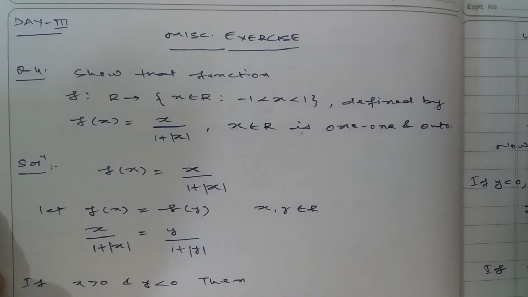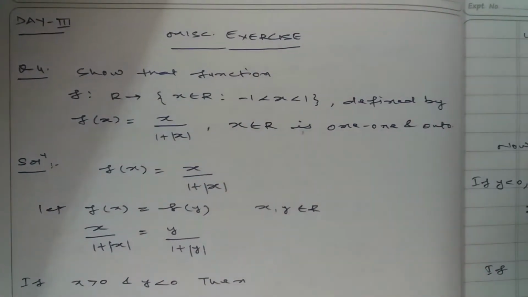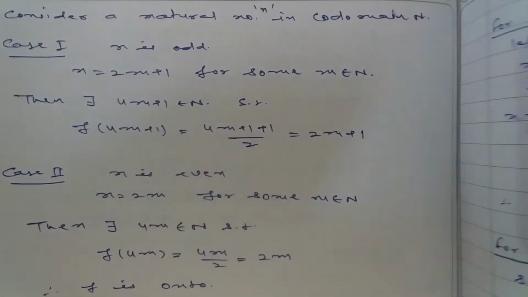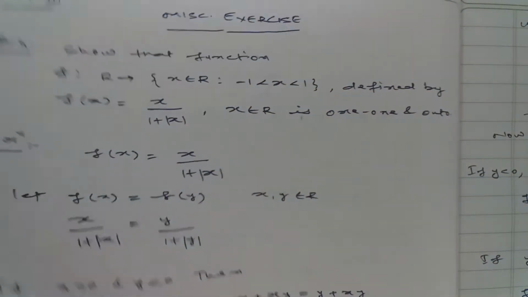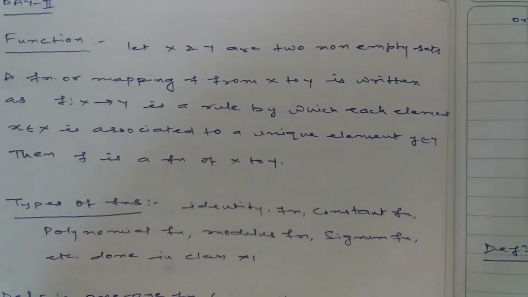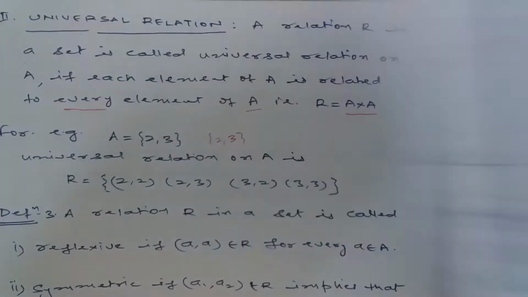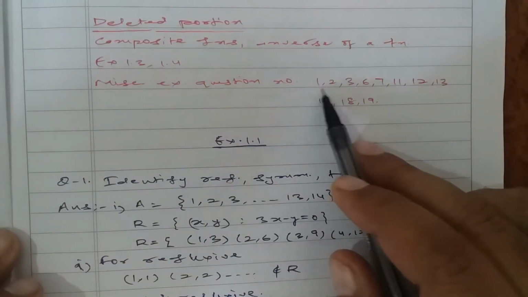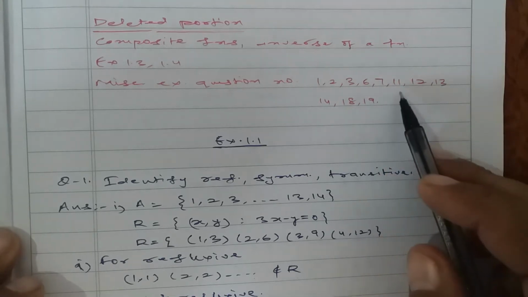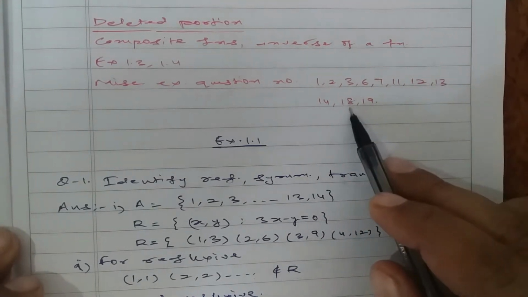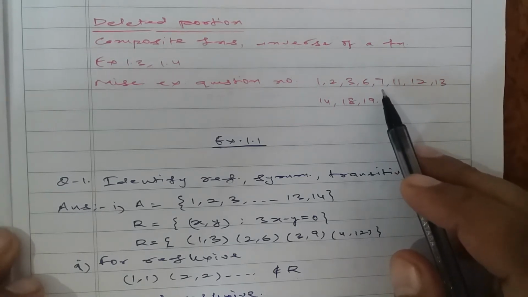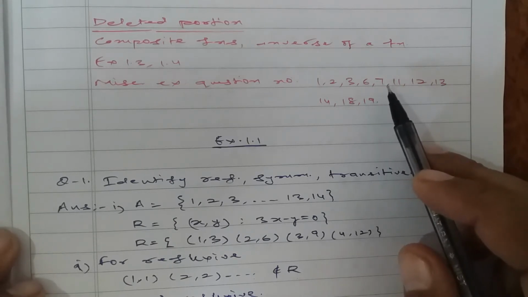Today we will do the miscellaneous exercise of chapter 1. Let us have a quick review of which questions are deleted. In the miscellaneous exercise, we have deleted questions 1, 2, 3, 6, 7, 11, 12, 13, 14, 18 and 19. Basically the questions related to binary operations, composition of functions, and inverse of a function. So those questions which have these terms are deleted.